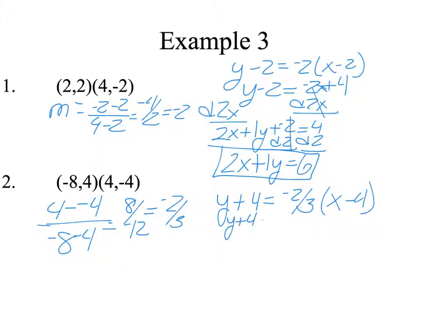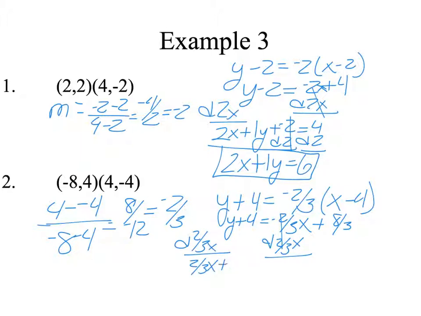Y plus 4 equals negative 2/3 x plus 8 over 3. Don't get all caught up in the fractions right now. So I'm going to add 2/3 x to each side. 2 over 3x plus 1y plus 4 equals 8 over 3. Add negative 4 to each side.